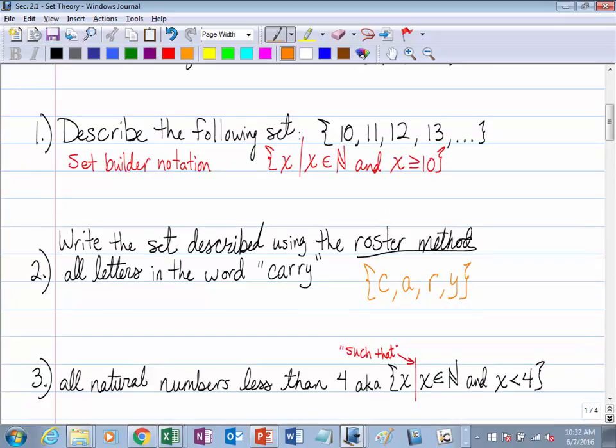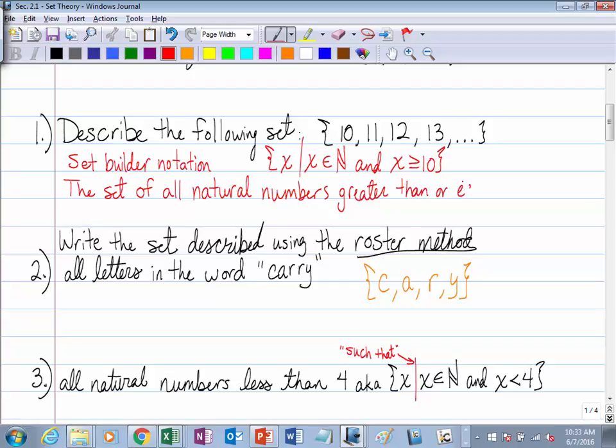I guess on number 1, we might also want to describe that just using words. The set of all natural numbers greater than or equal to 10.